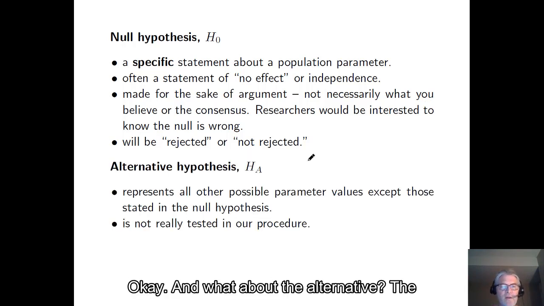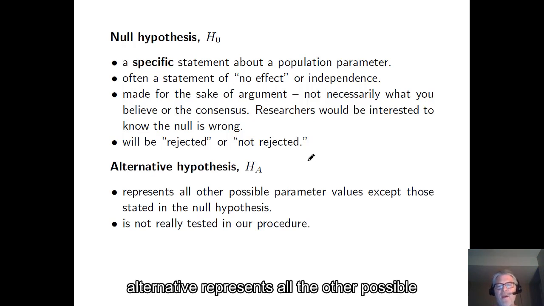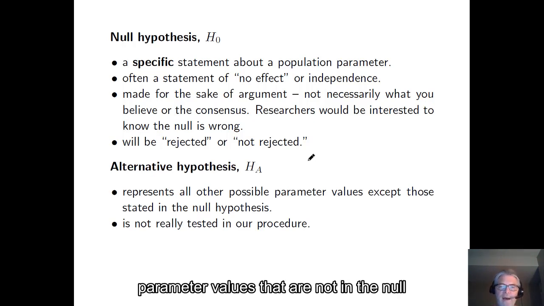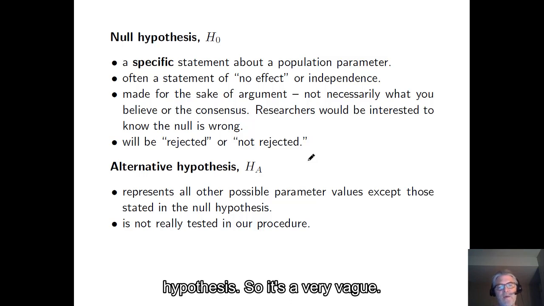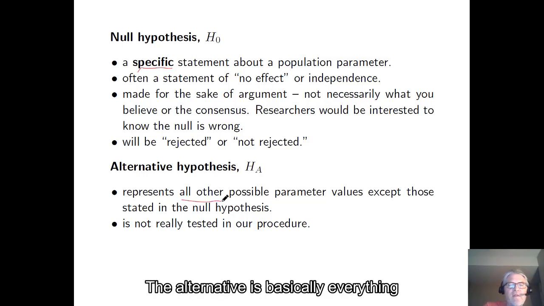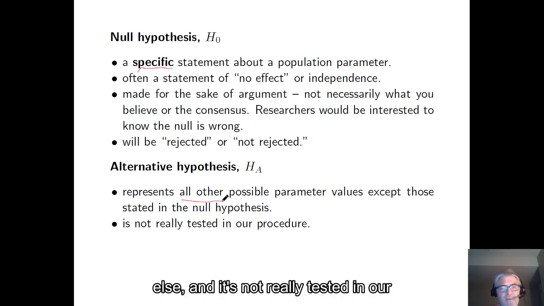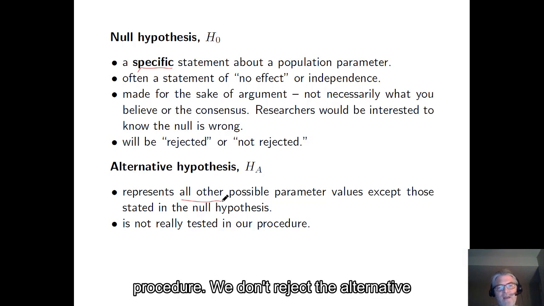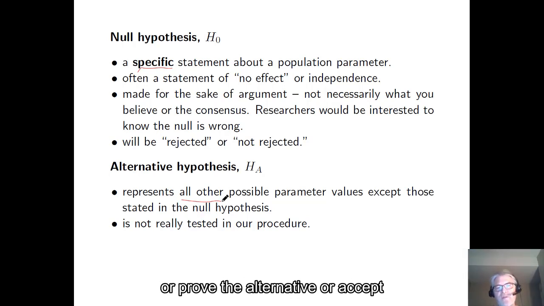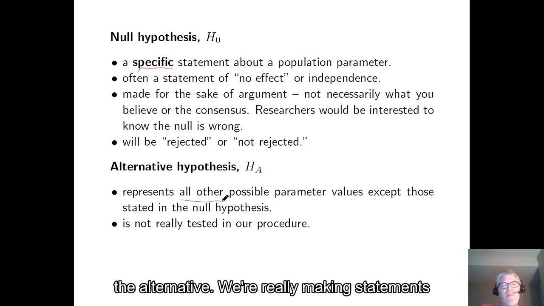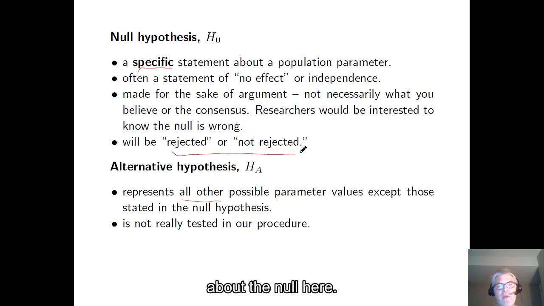Okay, and what about the alternative? The alternative represents all the other possible parameter values that are not in the null hypothesis. So it's a very vague statement, open-ended, whereas the null is very specific. The alternative is basically everything else. And it's not really tested in our procedure. We don't reject the alternative or prove the alternative or accept the alternative. We're really making statements about the null here.